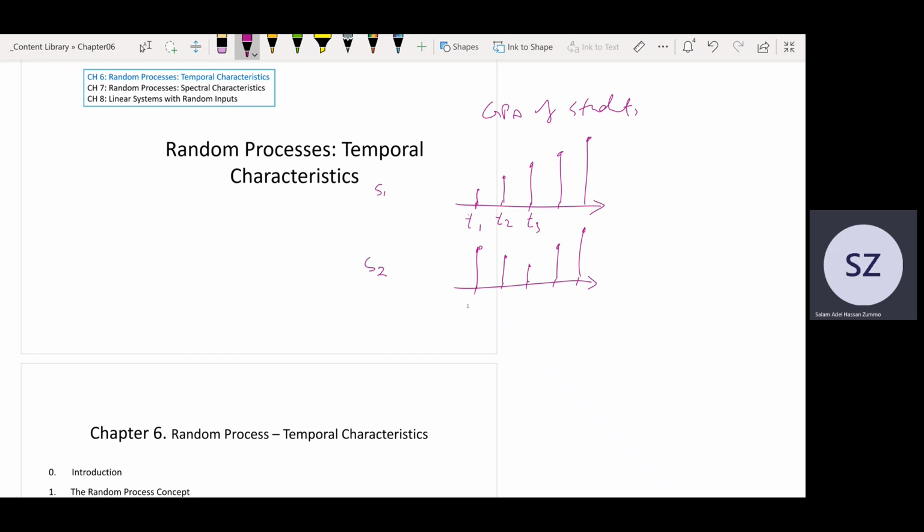Okay, if I pick a third student, the GPA progress will be different. Probably the student is sometimes good, sometimes lousy.